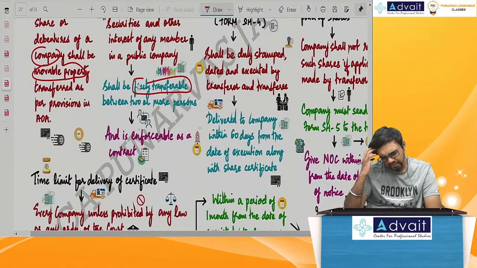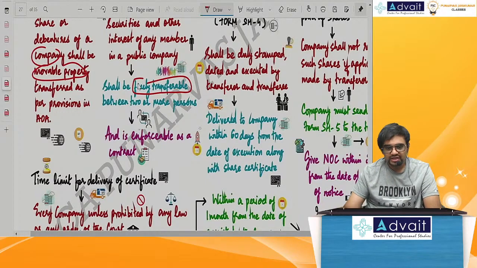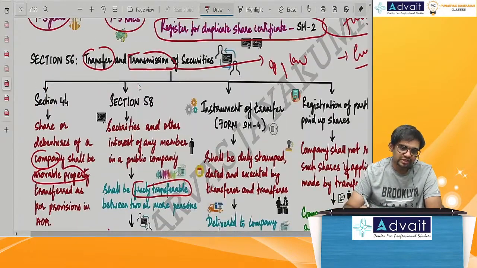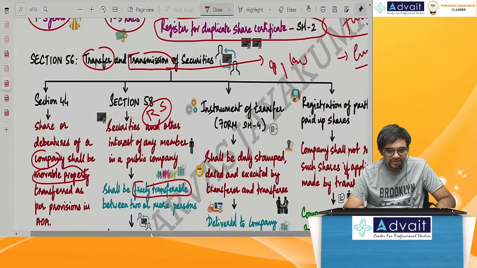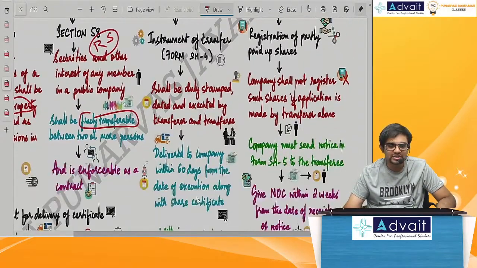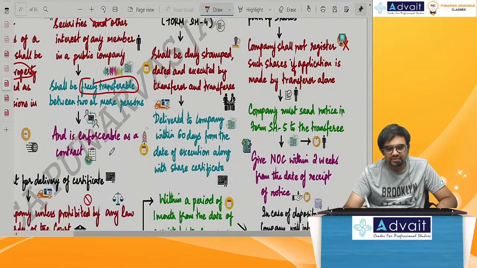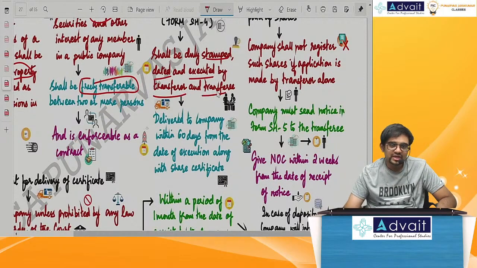For a public company, it shall be freely transferable. For a private company, the transfer will be restricted. As we already know, the definition of private company restricts the right to transfer shares. So it will not be prohibited, but it will be restricted. As far as the instrument of transfer is concerned, that is form number SH4. The transfer shall be duly stamped, dated and executed by the transferor and the transferee.